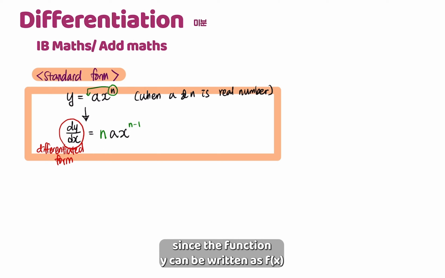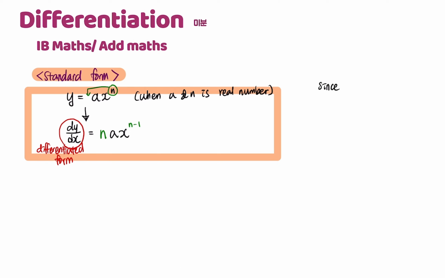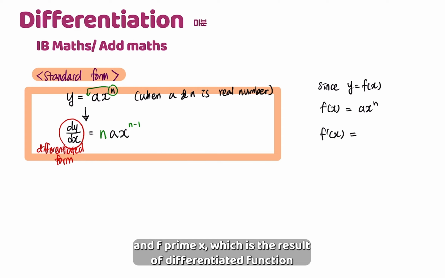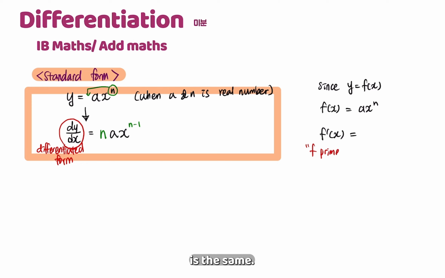Since the function y can be written as f(x), we can rewrite the formula as f(x) equals ax to the power n, and f prime x, which is the result of differentiated function, as the same.